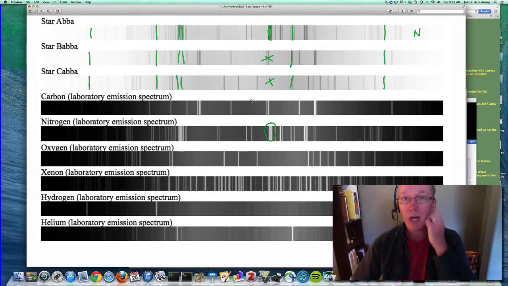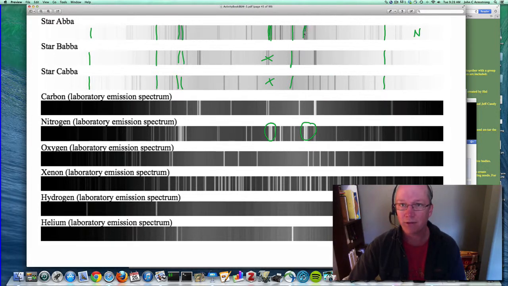Now, it doesn't mean there's no nitrogen in the other stars. It just means that there's not enough for us to detect. And just to double check, I can find another triplet over here, and yep, sure enough, that shows up right there. And if I look over here, here's another blob of emission lines, and that very same pattern shows up right here. So we can tell that that one has nitrogen in it.